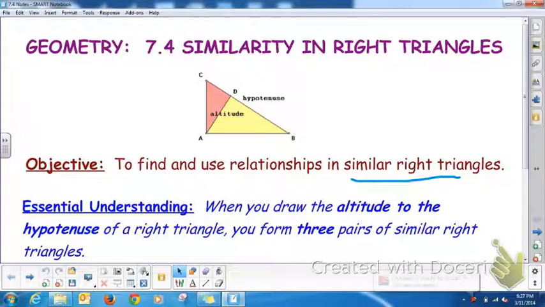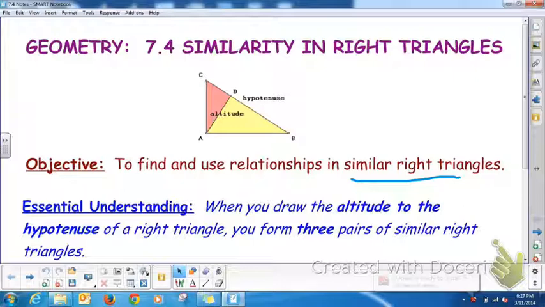It's essential that you understand that when you draw the altitude, remember the altitude is that line that's just perpendicular. When you draw the altitude to the hypotenuse of a right triangle, you form three pairs of similar right triangles. So we're going to explore that in this section.